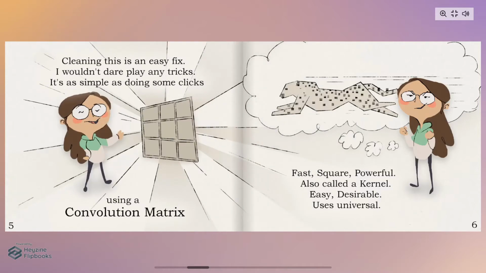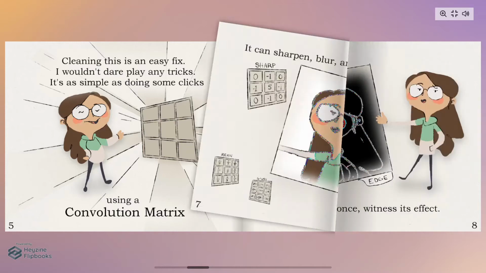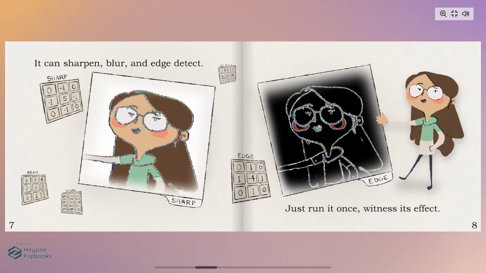Cleaning this is an easy fix. I wouldn't dare play any tricks. It's as simple as doing some clicks using a convolution matrix. Fast, square, powerful, also called a kernel. Easy, desirable, universal. It can sharpen, blur, and edge detect. Just run it once, witness its effect.